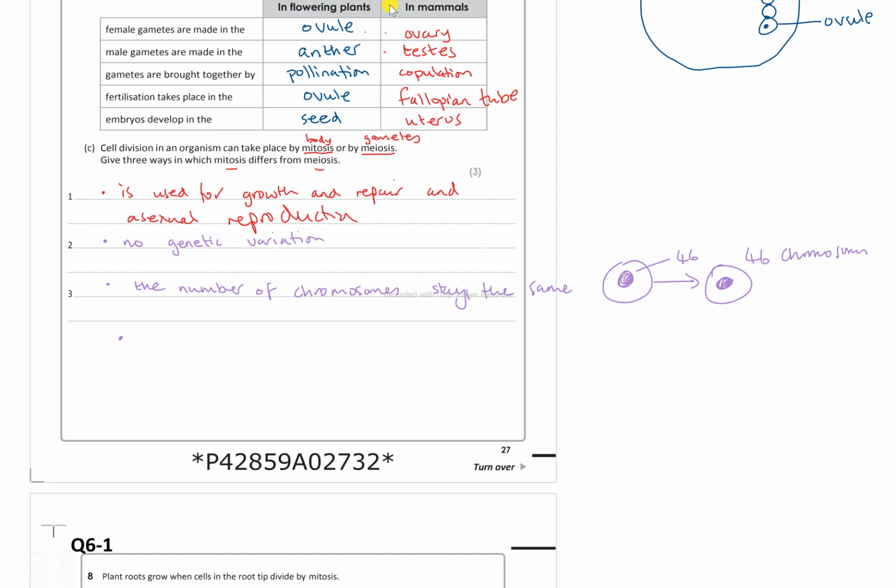Okay. Right, okay. In here, there is only one cell division, and you end up with two daughter cells. Whilst with meiosis, you have two cell divisions, and you end up with four daughter cells.